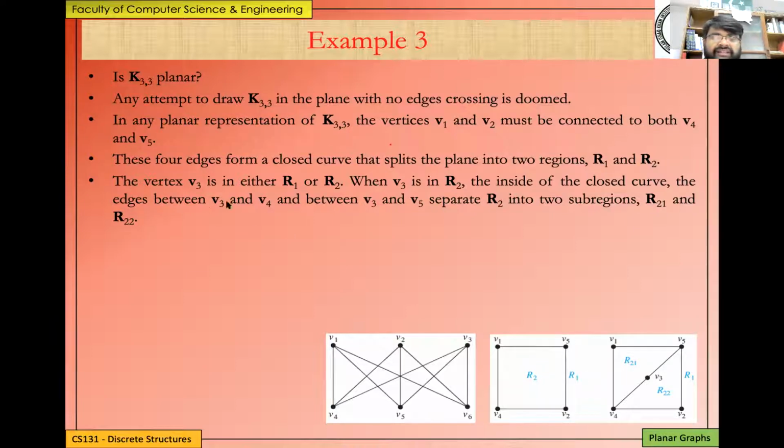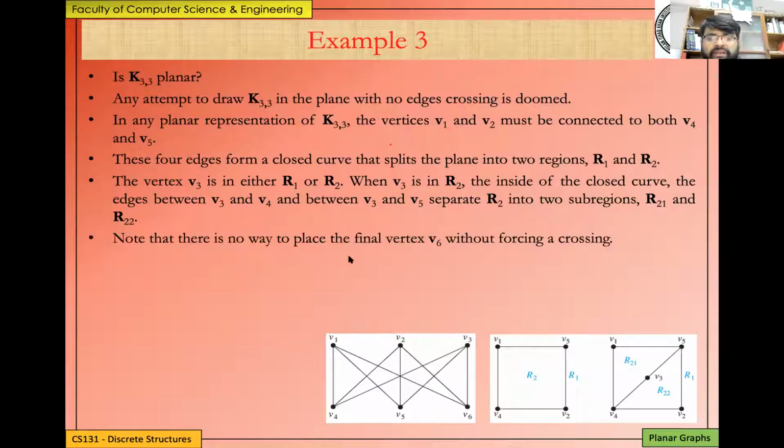On the other hand, the vertex V3 is in either region R2 or region R1. If V3 is in R2, it divides R2 into R21 and R22. If it goes to the outside, in R1, it is going to divide it into R11 and R12. So when V3 is inside R2, the edges between V3 and V4 and between V3 and V5 separate R2 into 2 subregions, R21 and R22, as shown over here.